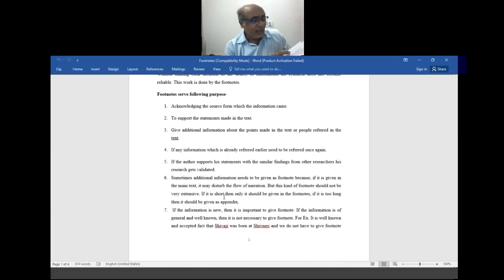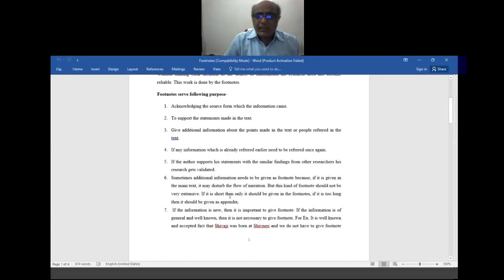An appendix is something you give just before the bibliography. Probably an appendix may not be there in this book, but you can give an appendix 1, and there you give a detailed explanation of the concept of dharma. So if the information is too much, it's not to be given in the footnote, but to be given in the appendix.